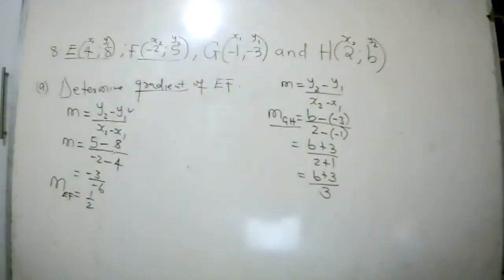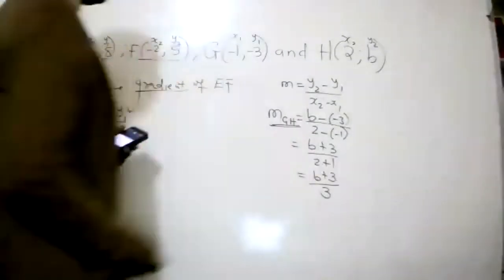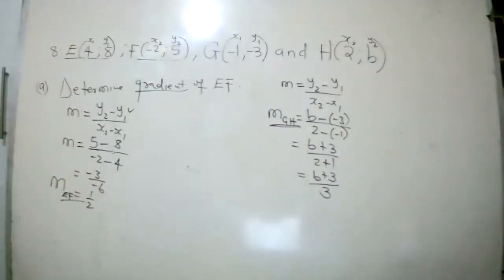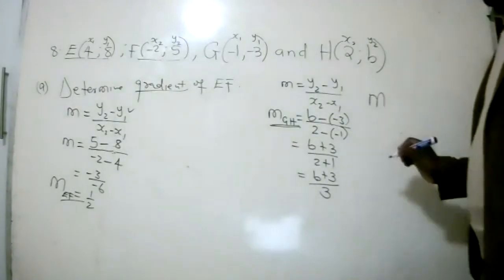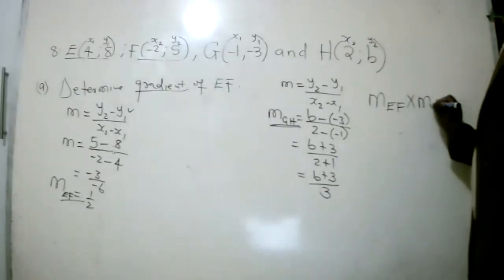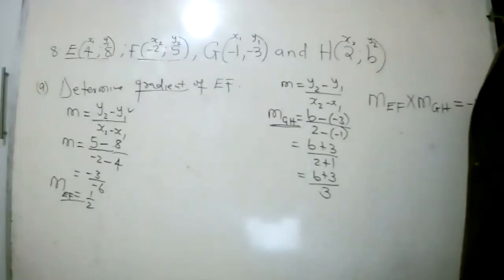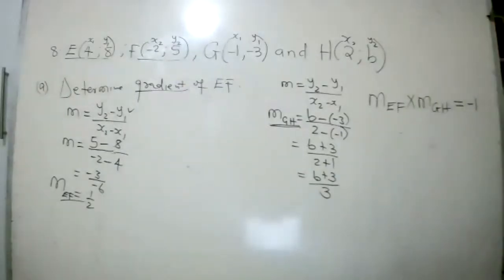So the next question is the most interesting one. It says, determine the value of B if we are given that FE is perpendicular to GH. I've talked about perpendicular lines from the introduction I gave you. What do we know about perpendicular lines? If we're given perpendicular lines, when we multiply their gradients, the gradient of EF multiplied with the gradient of GH, they must be equal to what? Negative 1. That's where we start. When we multiply their gradients, they must be equal to negative 1 at all times.